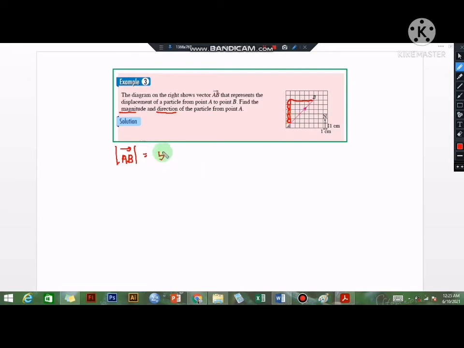So 5 squared plus, look at the horizontal. 1, 2, 3, 4, 5. Also 5. So 5 squared, and then you need to square root. You will get the answer 50. 50, okay? It is not the final answer.